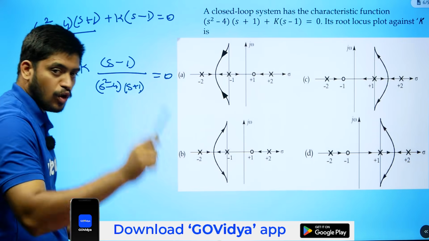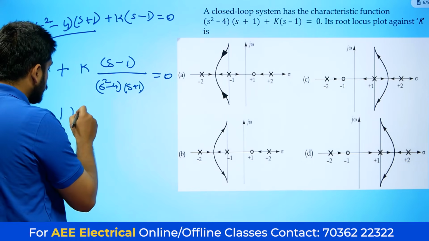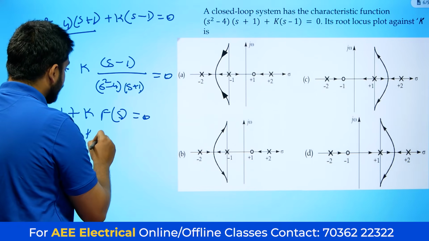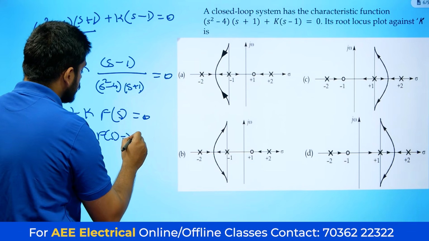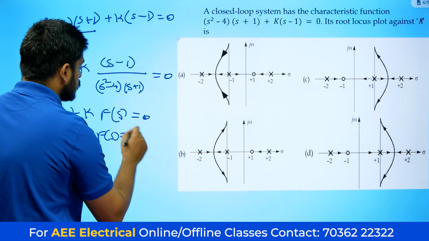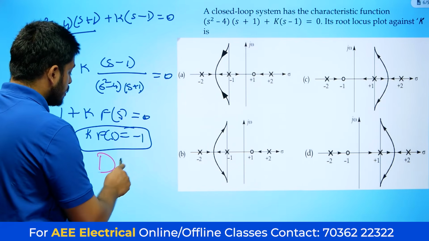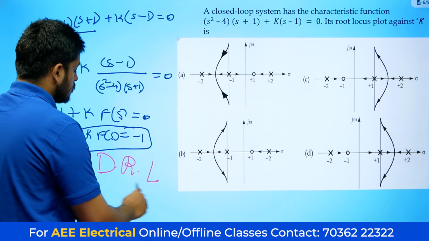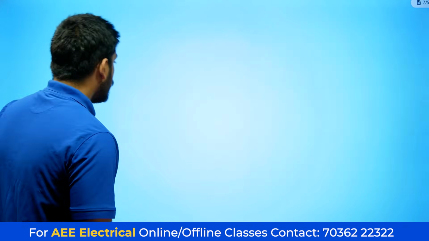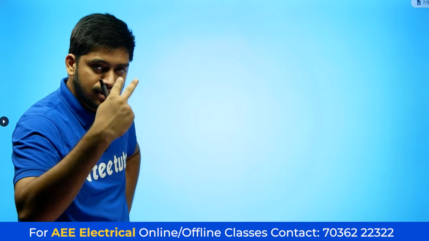Every s variable has a positive sign only. So what are we going to do? It is in the form 1 plus k f of s equal to 0, where k f of s is equal to minus 1. So when k f of s is equal to minus 1, what is my root locus? Direct root locus. So directly we can proceed with the next step. What is the next step? We are going to give the number of poles and number of zeros. This is the second step.